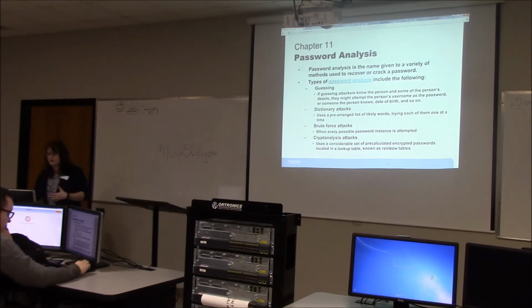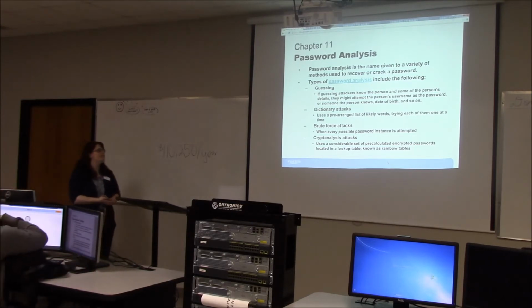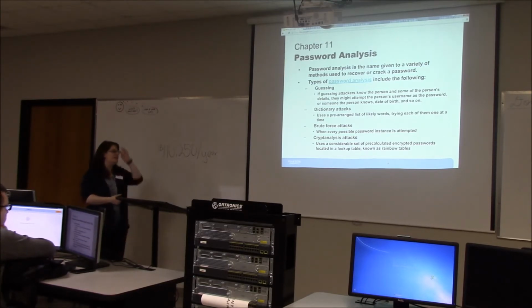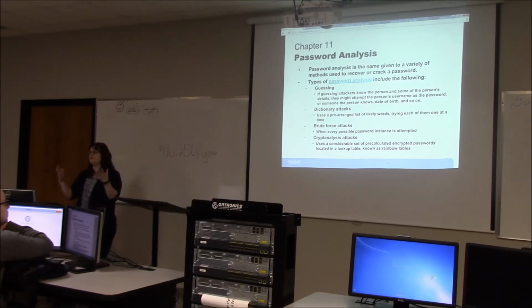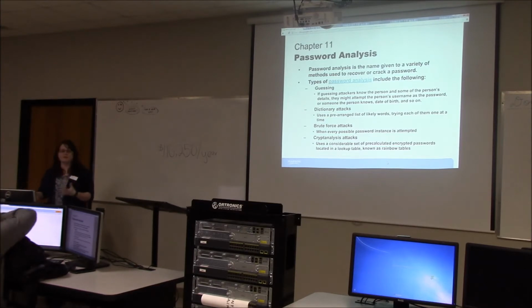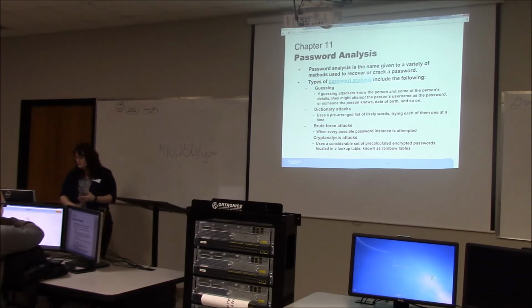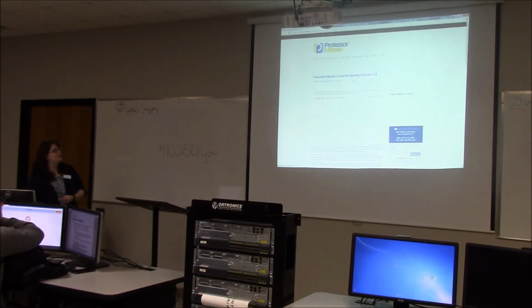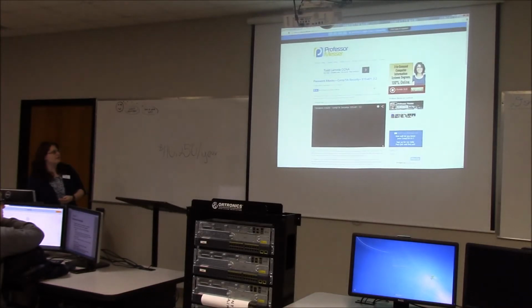The last thing I want to talk about is password analysis. We're going to talk more about passwords and hashing and stuff like that in a few chapters. And that will make sense as to what we're going to do in the lab. You'll be able to put that stuff together. So password analysis is just trying to recover a password or crack a password. There's a few different types of password analysis. What I'm going to show you is a video, and I believe that he does a little bit of cracking.